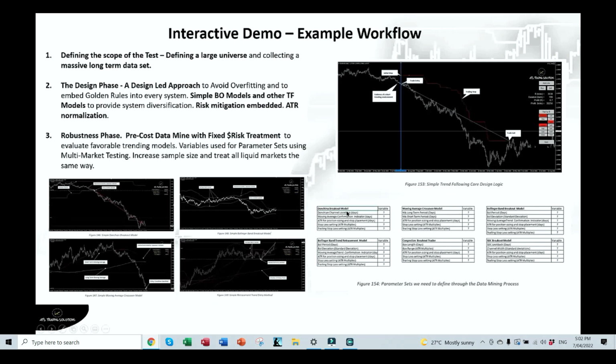When I say simple, these are the parameters and the very few number of variables used for our models. You'll see that there is a single entry, there is a single exit through a trailing stop, there is a single initial stop.